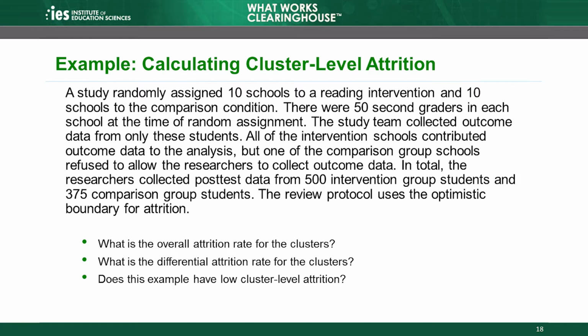The review protocol uses the optimistic boundary for attrition. Let's work through this example to determine: What is the overall attrition rate for the clusters? What is the differential attrition rate for the clusters? Does this example have low cluster level attrition?